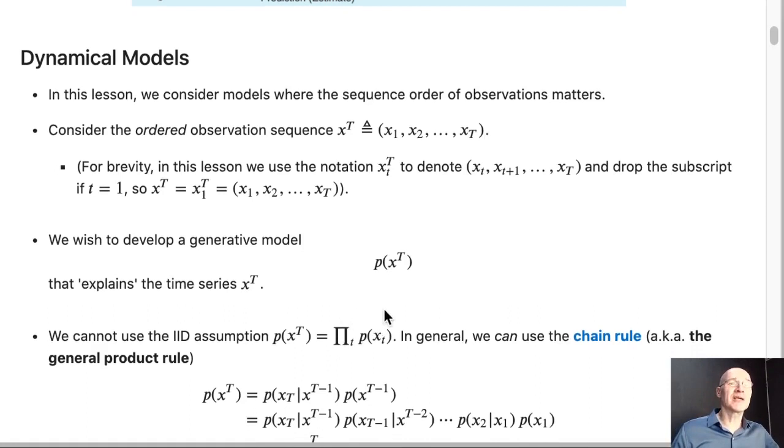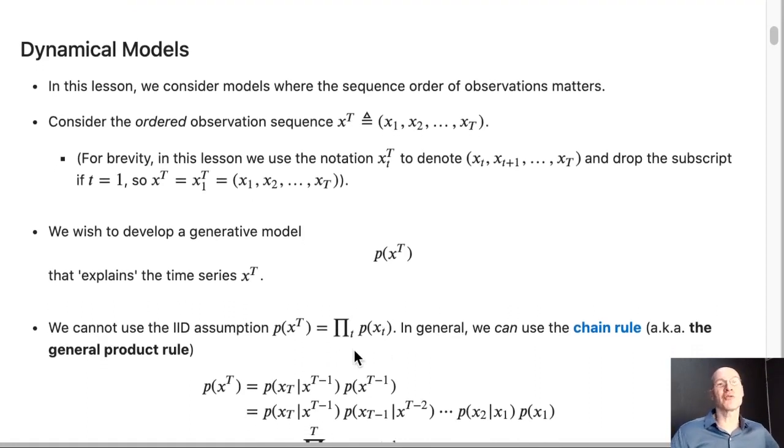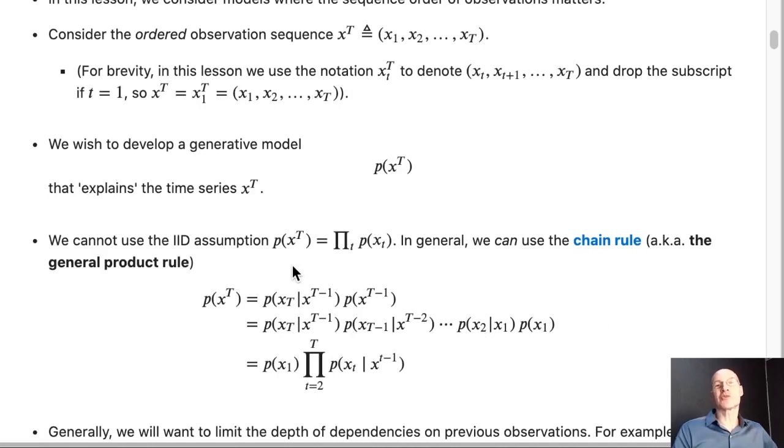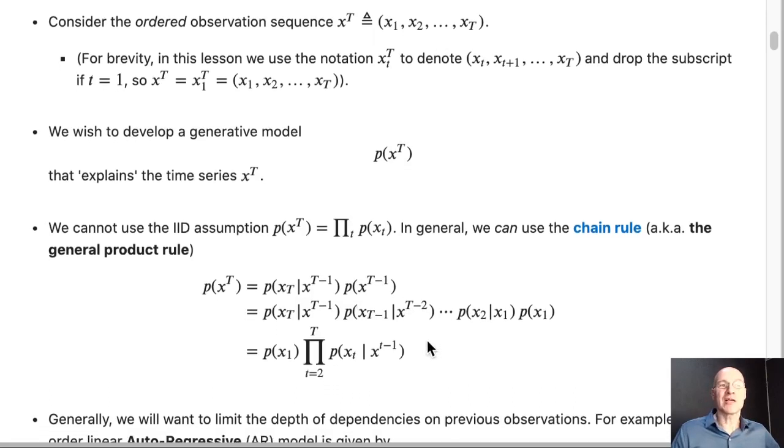So I can't break it apart, but in general, I can use the product rule in a certain way, something that's called the chain rule. You can break out the last observation: the probability of the whole sequence is the probability for the last observation given the whole sequence before that, times the probability of the previous sequence. And now we can do the same thing on the probability for the previous sequence. So that's the last observation of that sequence, given the previous sequence, and so forth. If I keep doing that, I get this product, p of x1 times p of x2 given x1 times p of x3 given x2 and x1, and so forth.